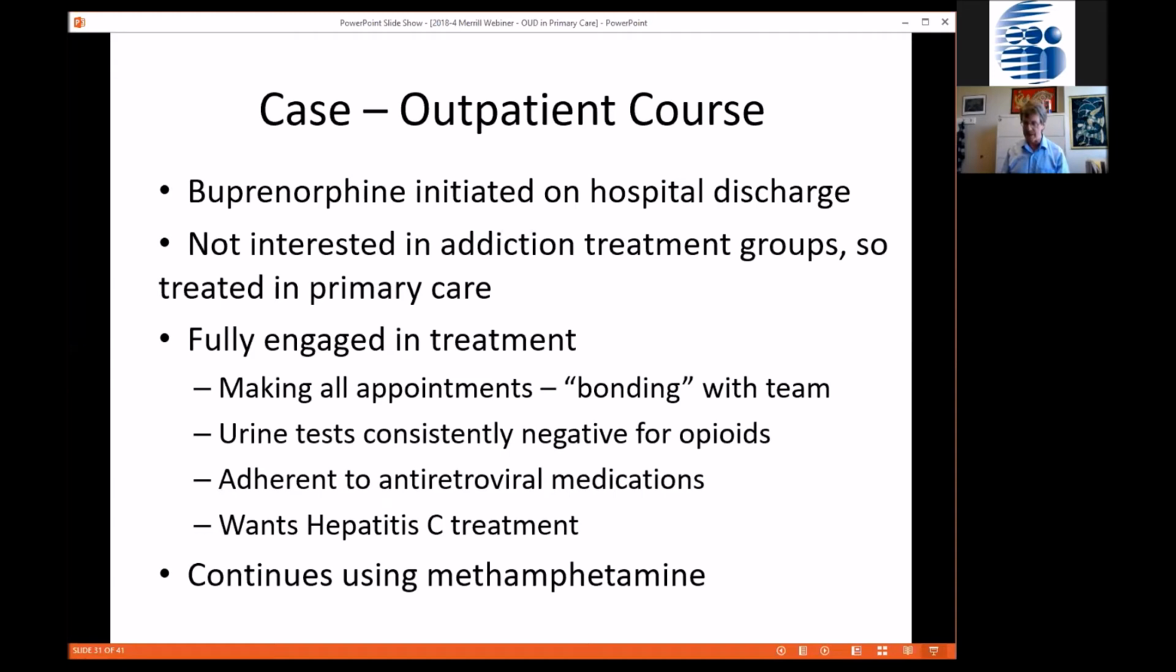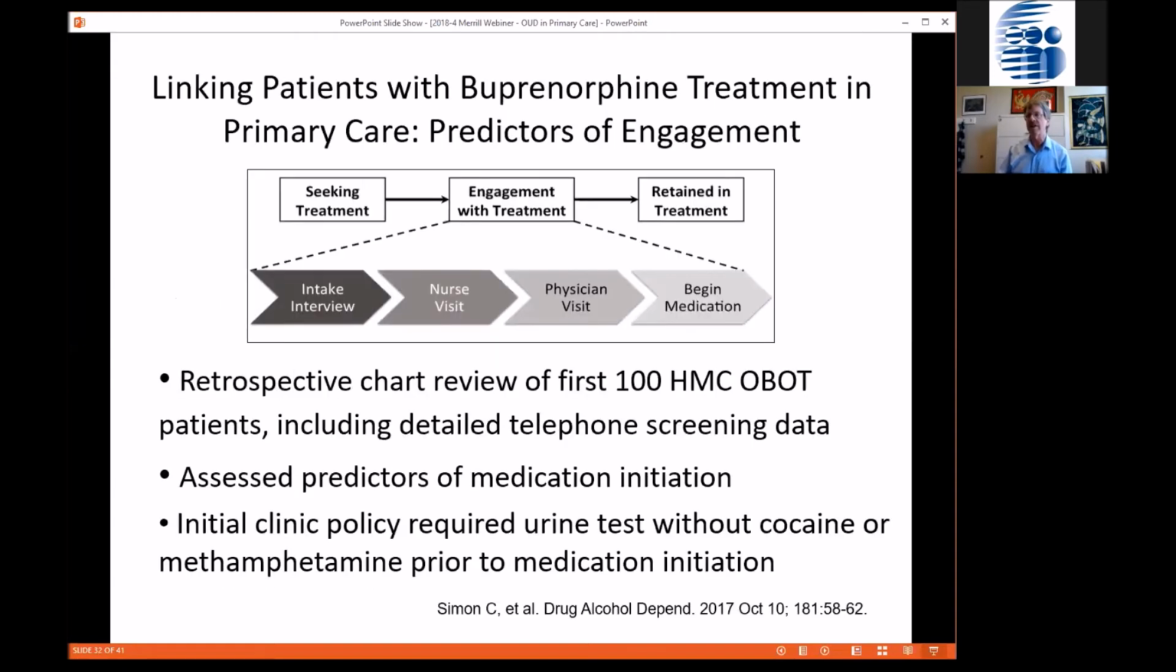stop methamphetamine use. So I'm just going to talk a little bit about a couple projects we did at Harborview to try and figure out our policy. The first project is one a medical student, Claire Simon, helped us with. It's called Linking Patients with Buprenorphine Treatment, and really predictors of engagement.